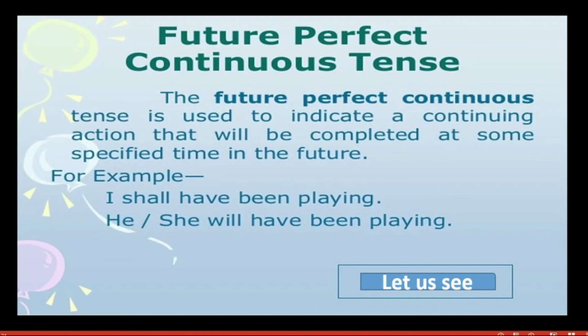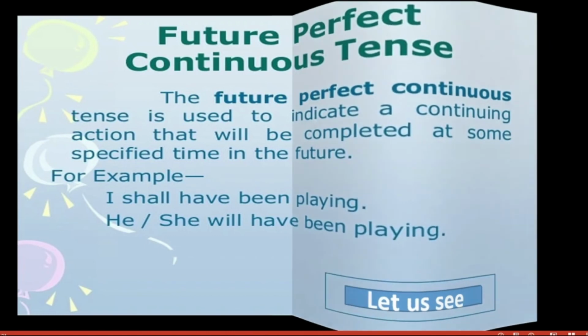Okay, the next one is future perfect continuous tense. The future perfect continuous tense is used to indicate a continuing action that will be completed at some specified time in the future. For example, I shall have been playing. He or she will have been playing. Let us see the structure. For all these subjects, I, we, you, they, he, she, it, we have to add shall have been or will have been plus root verb plus ing.